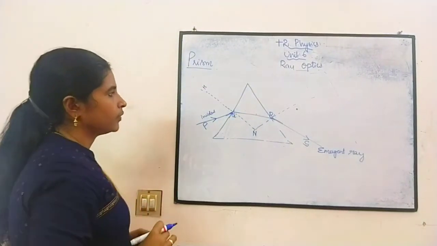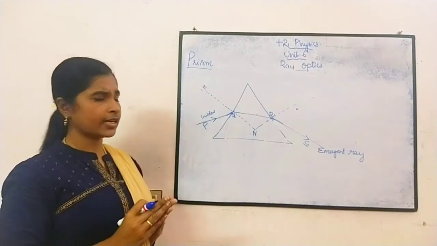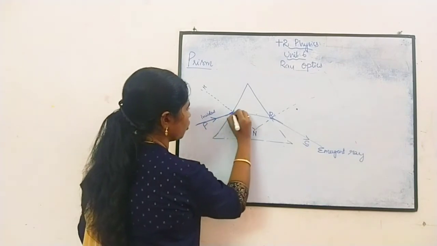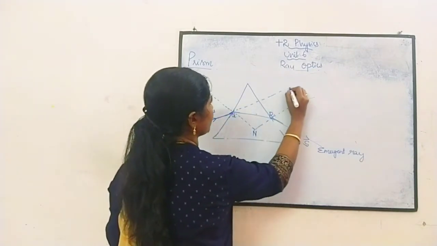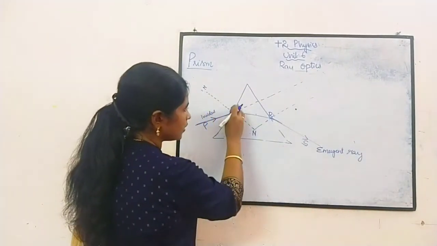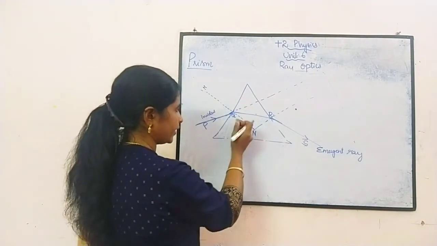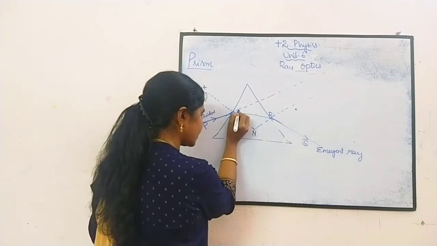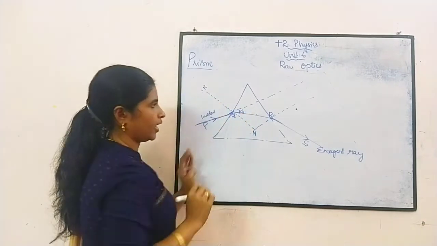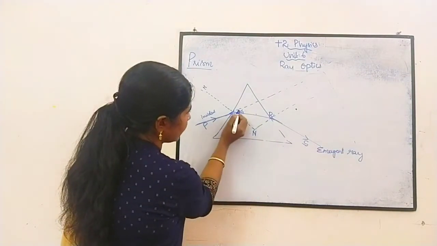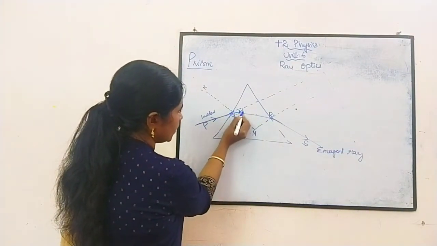Clear? Now you see clearly, when you say this is the incident ray, actually it should go by this path, right? The actual path is this, but it is deviating from its path. So I am taking this deviation as d1. Because another deviation is there, so I am taking this angle, how much it deviates from its path, as d1.